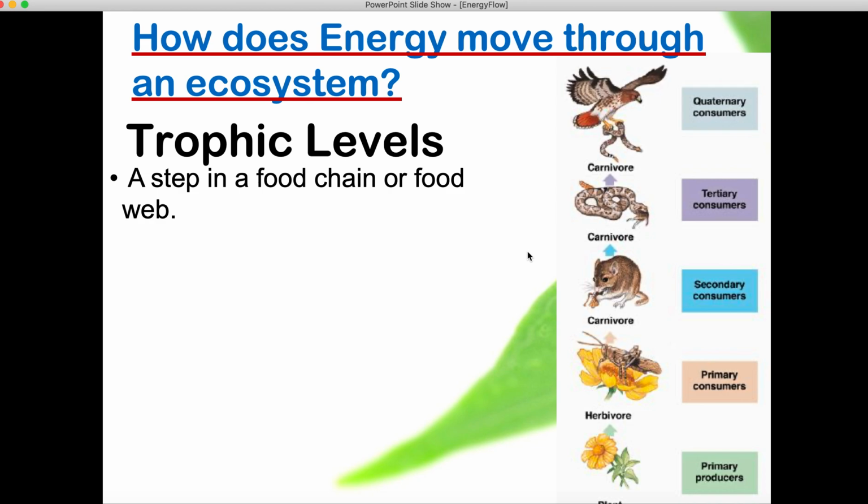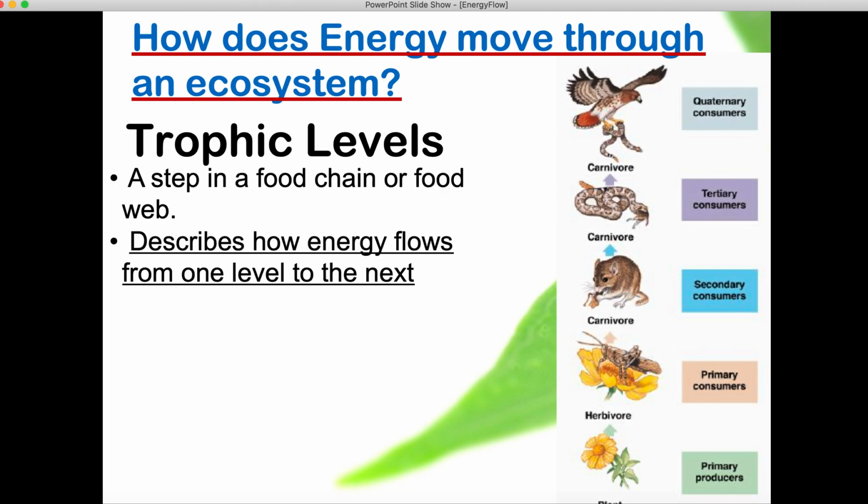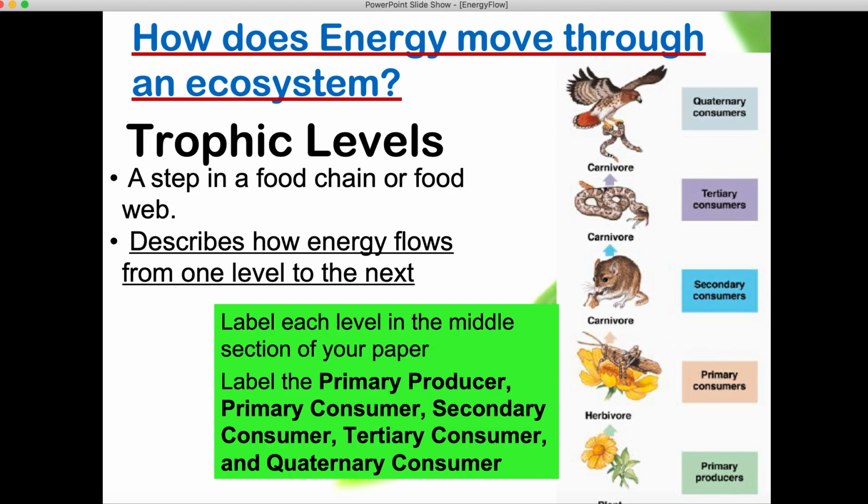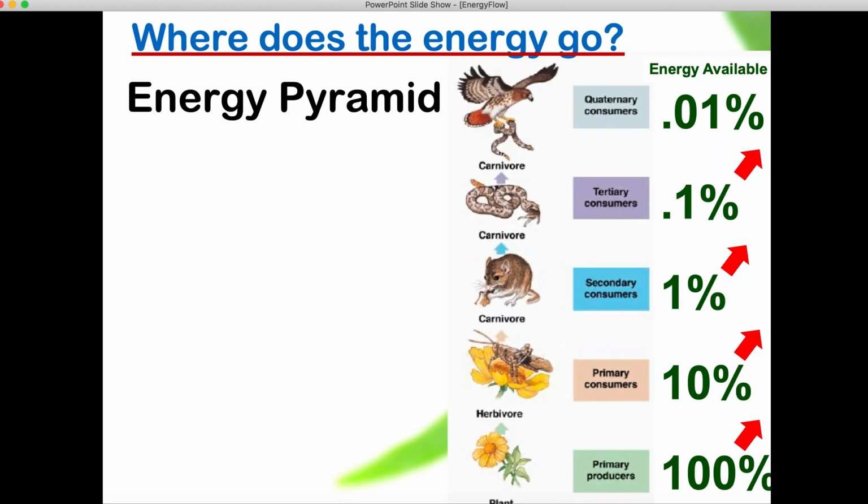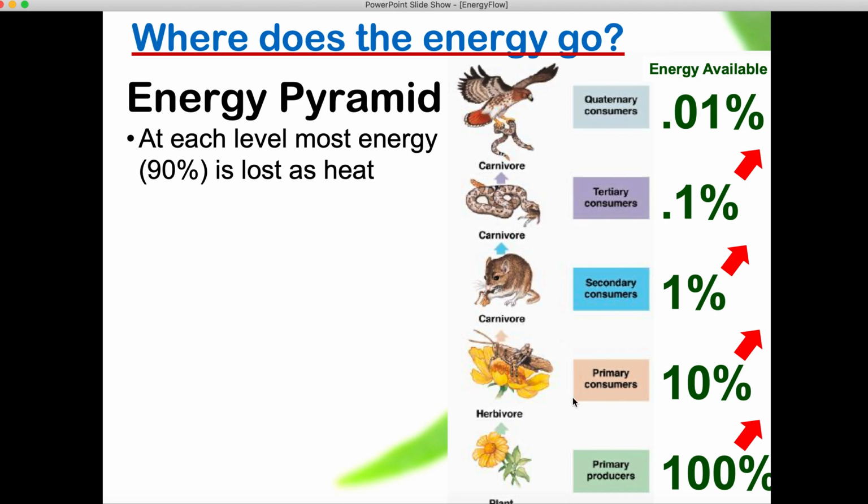I want you to think about and contemplate right now, and we'll talk about this, why do you think there are not as many fourth level consumers as there are first level consumers? Why do you think that's the case? We're going to talk about that a little bit. Again, these trophic levels show and describe how energy flows in the ecosystem. So what happens with this energy? As you are at the bottom of the food chain, these producers have obviously 100% of the energy. When they are eaten, they only send 10% of their total energy to the next level.